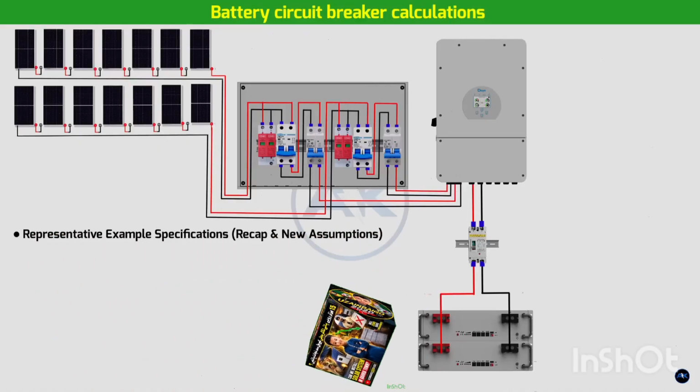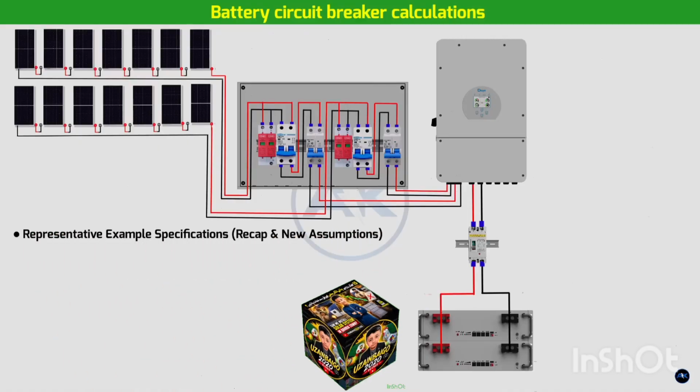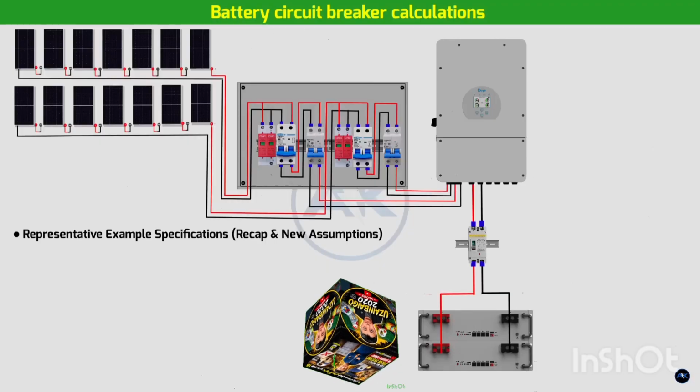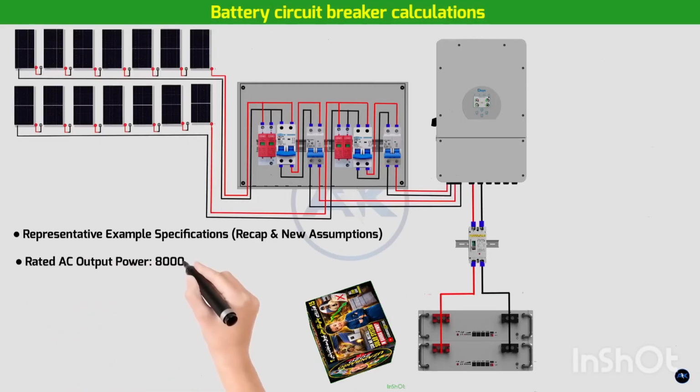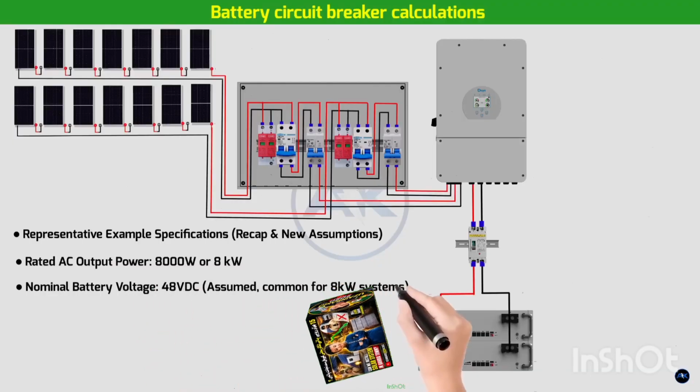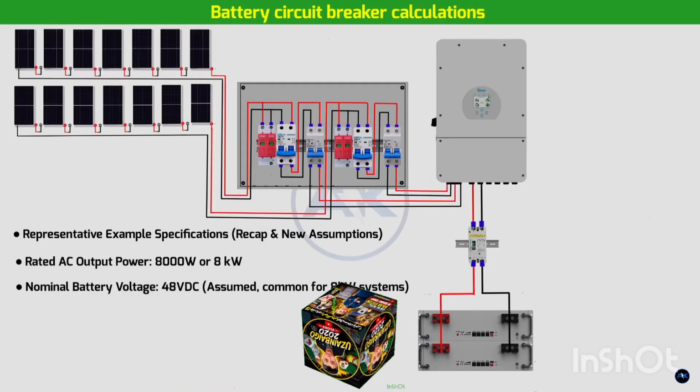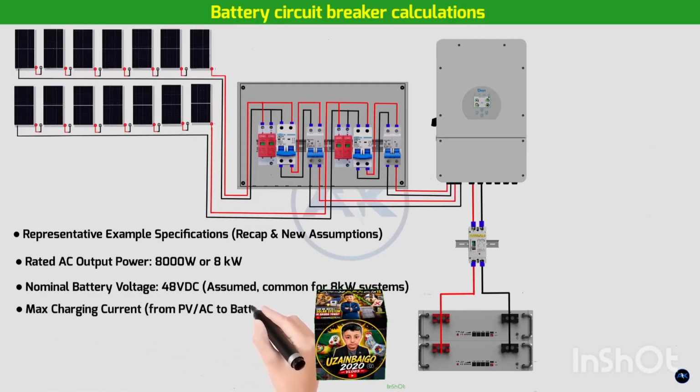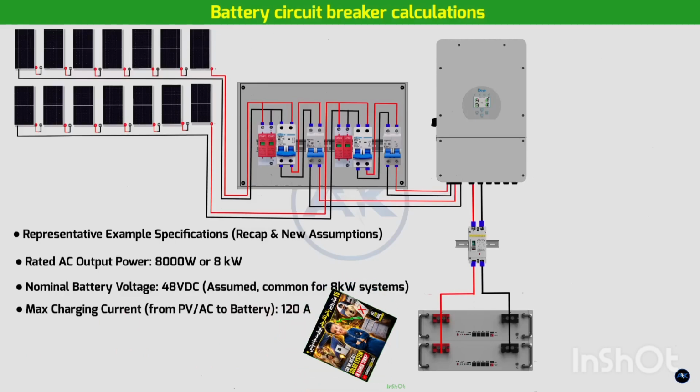Representative example specifications, recap and new assumptions. An 8 kilowatt hybrid inverter, hypothetical values. Rated AC output power: 8000 watts, 8 kilowatts. Nominal battery voltage: 48 volts DC, assumed common for 8 kilowatt systems. Max charging current from PV/AC to battery: 120 amps, a common value for an 8 kilowatt inverter with substantial charging capability.